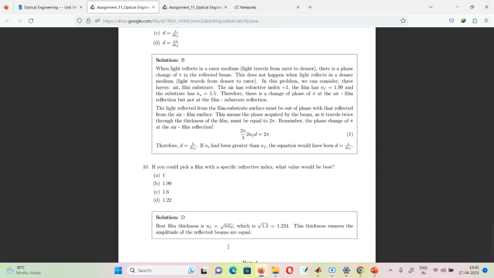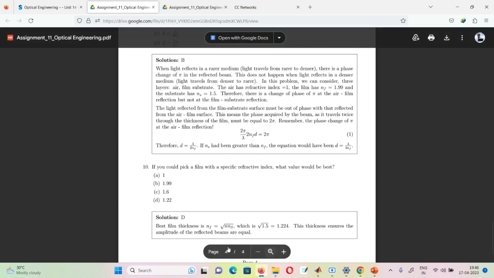Next, if you could pick a film with a specific refractive index, what value would be the best? So this, without derivation, I had actually solved that one. In order to match the intensity almost equal, the refractive index of the thin film, or the middle film, should be the square root of, or the geometric mean of, the first two layers which are at the two sides of the film.